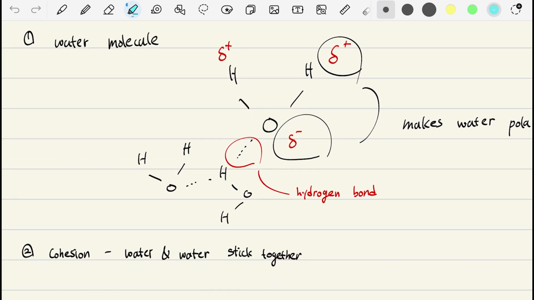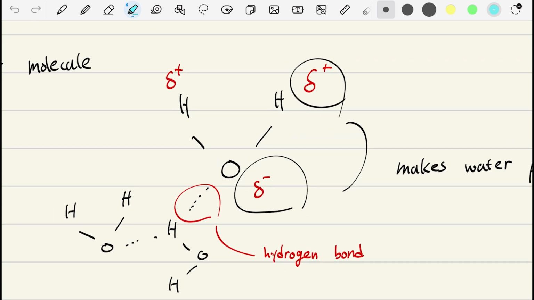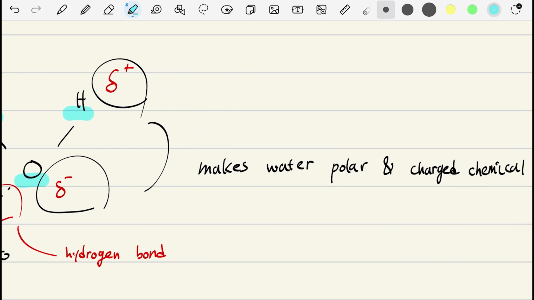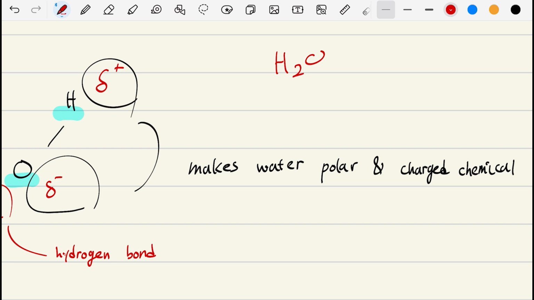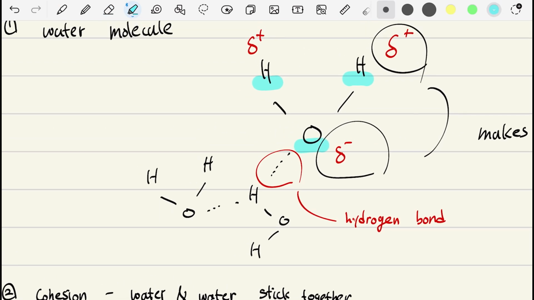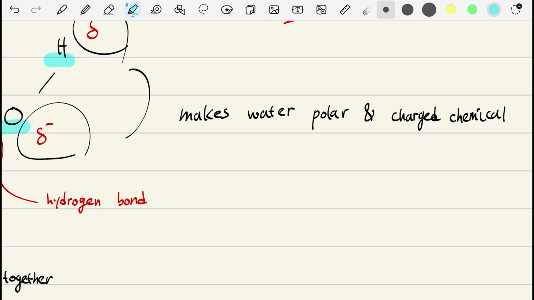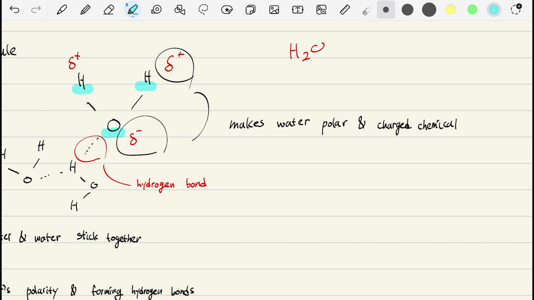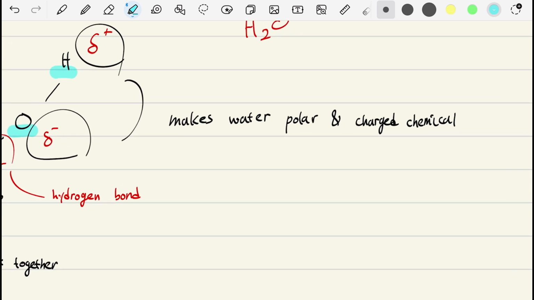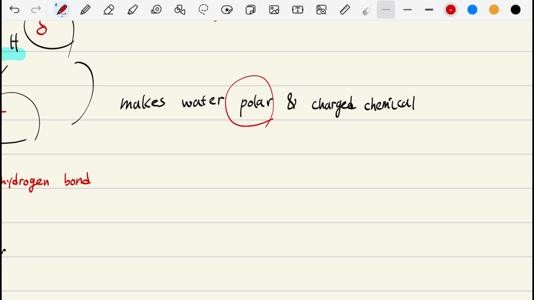Well, as everyone knows, water molecules are made of hydrogen and oxygen. That's the reason why it's H2O. And the big characteristic of water molecules is that they are polar, and this polar characteristic makes them a charged chemical. Then what is polar?